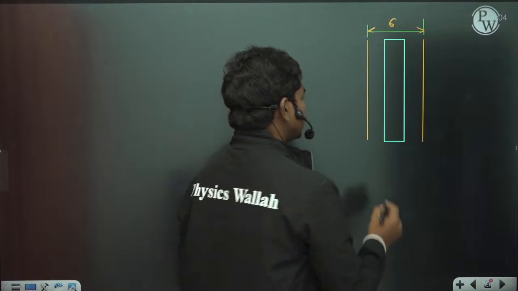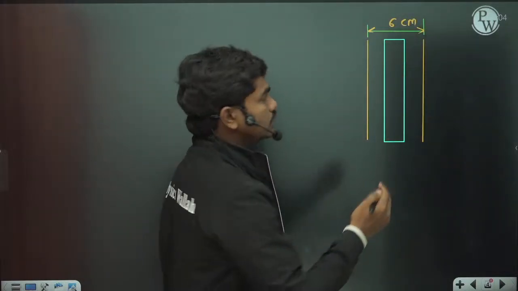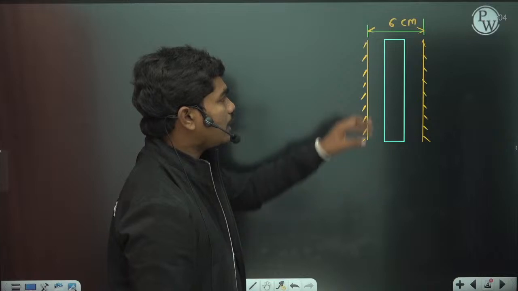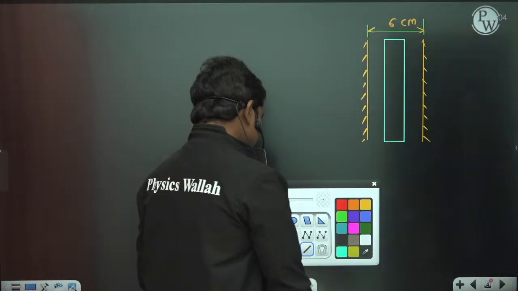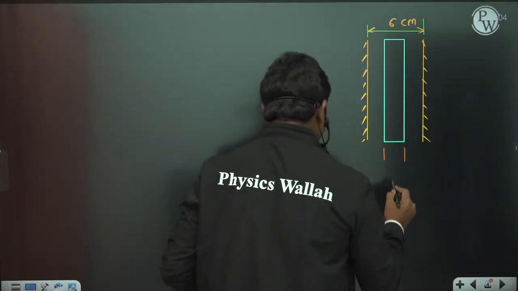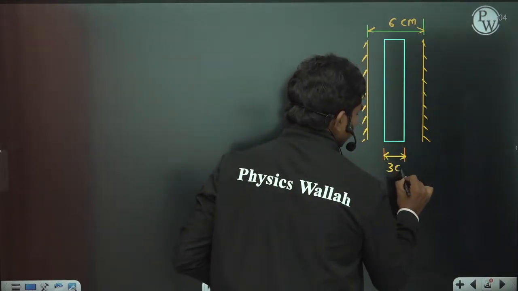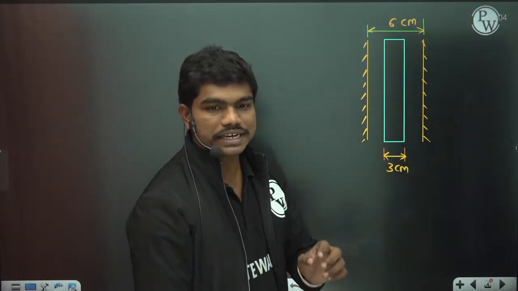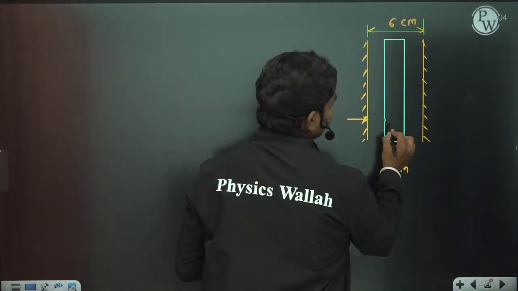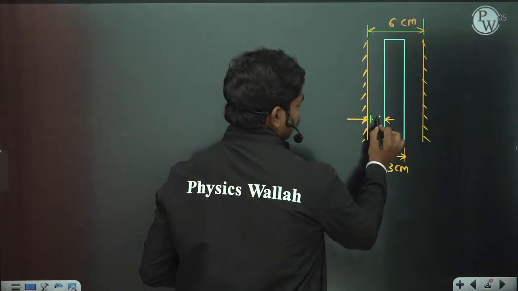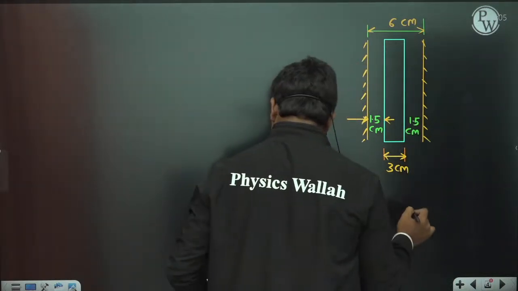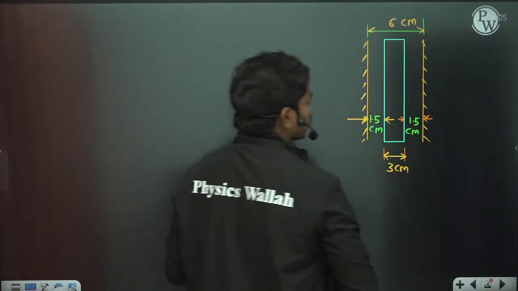This plate is placed in between these two fixed plates like this. These two are fixed, and you have placed this plate of width 3 centimeters, that is 0.03 meters. Obviously, if out of this 6 centimeters gap, 3 centimeters is occupied by the plate, then you have 1.5 centimeters thickness on both sides. So this distance is 1.5 centimeters, this is 1.5 centimeters, and in total it covers the gap of 6 centimeters.